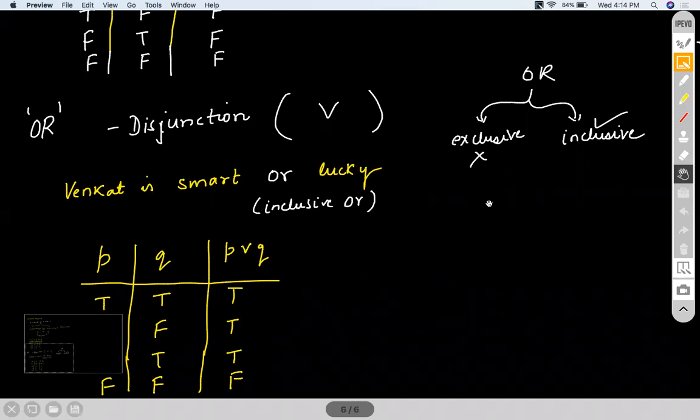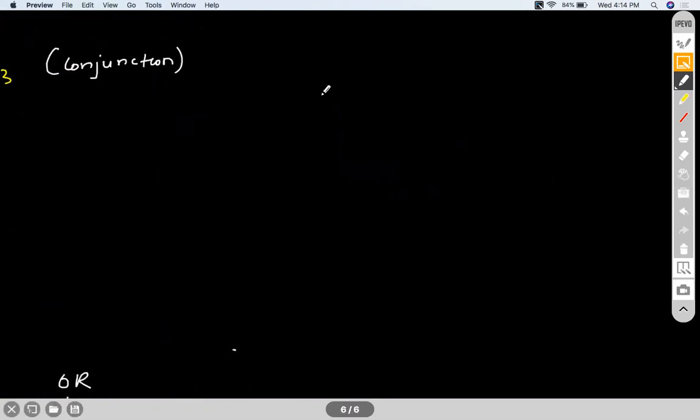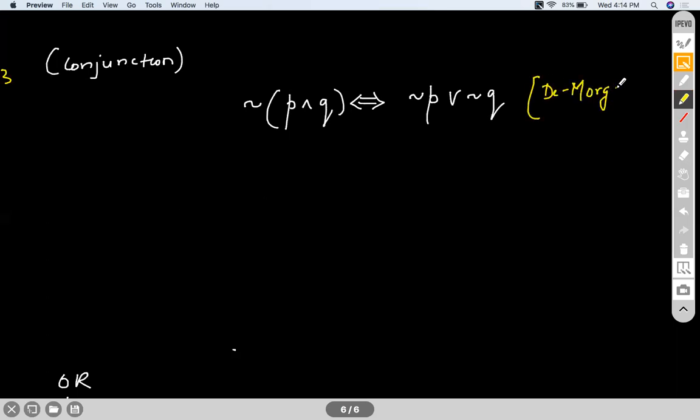Now, something very important here. What is the negation of a conjunction? I claim that the negation of a conjunction is basically the disjunction of their negations. That means both are equivalent. This is actually De Morgan's law. Can you prove this?